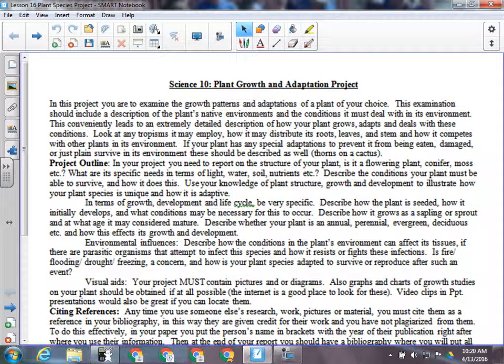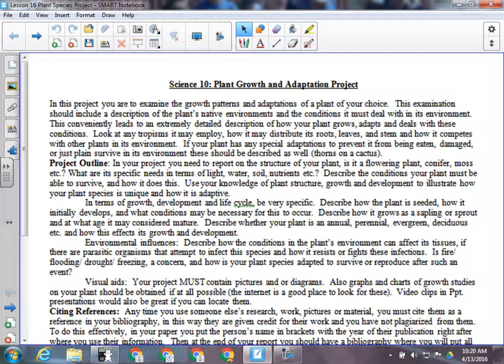So transport, adaptation, hormones and tropisms and things like that. Those things that we've talked about, now look at them in terms of this specific plant. What are some things that it does that makes it unique, that makes it adaptable to where it lives? What are some cool things that it has that maybe other plants don't, that allow it to survive?